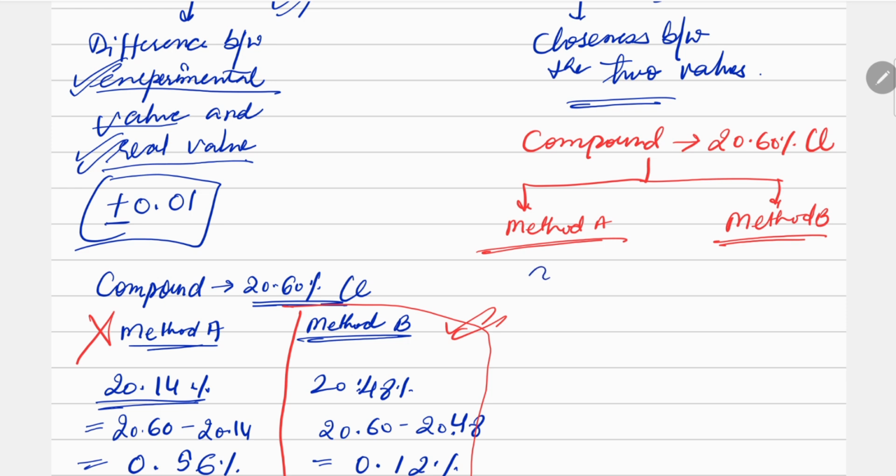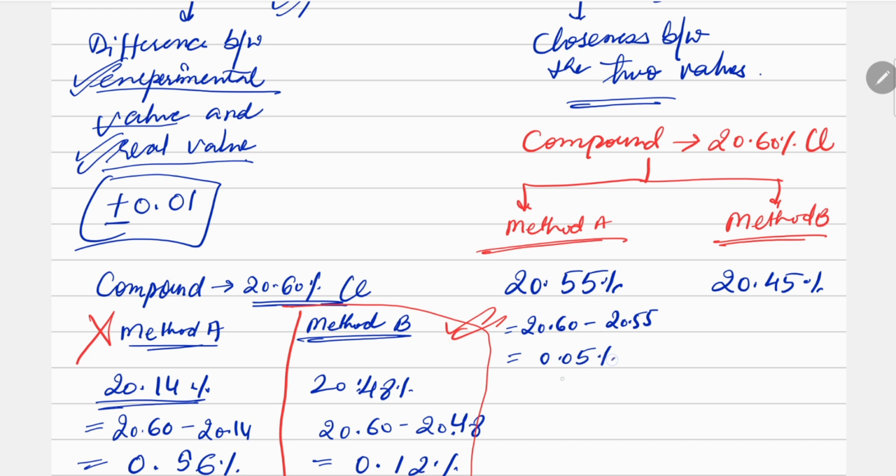Suppose we are talking about method A, and we got the value 20.55 for fluorine experimentally, and over here we got 20.45. So the difference between 20.60 minus 20.55 is 0.05%. This is the difference. And over here it is 20.60 minus 20.45. It comes out to be 0.15%.